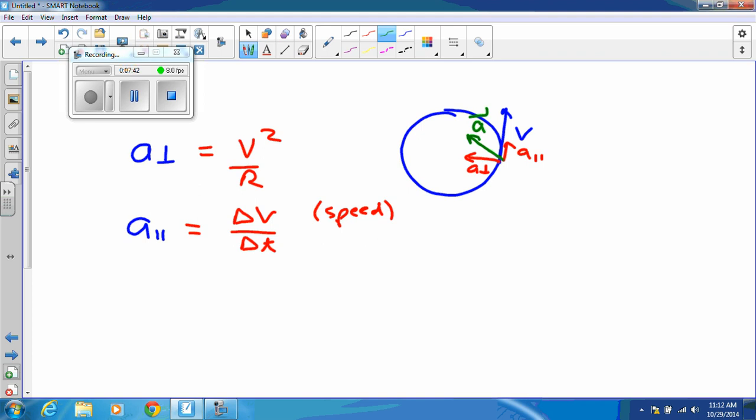The centripetal component makes it go in a circle. The parallel component makes it speed up. Or, if it's pointing that way, it would make it slow down. Does that concept make sense?